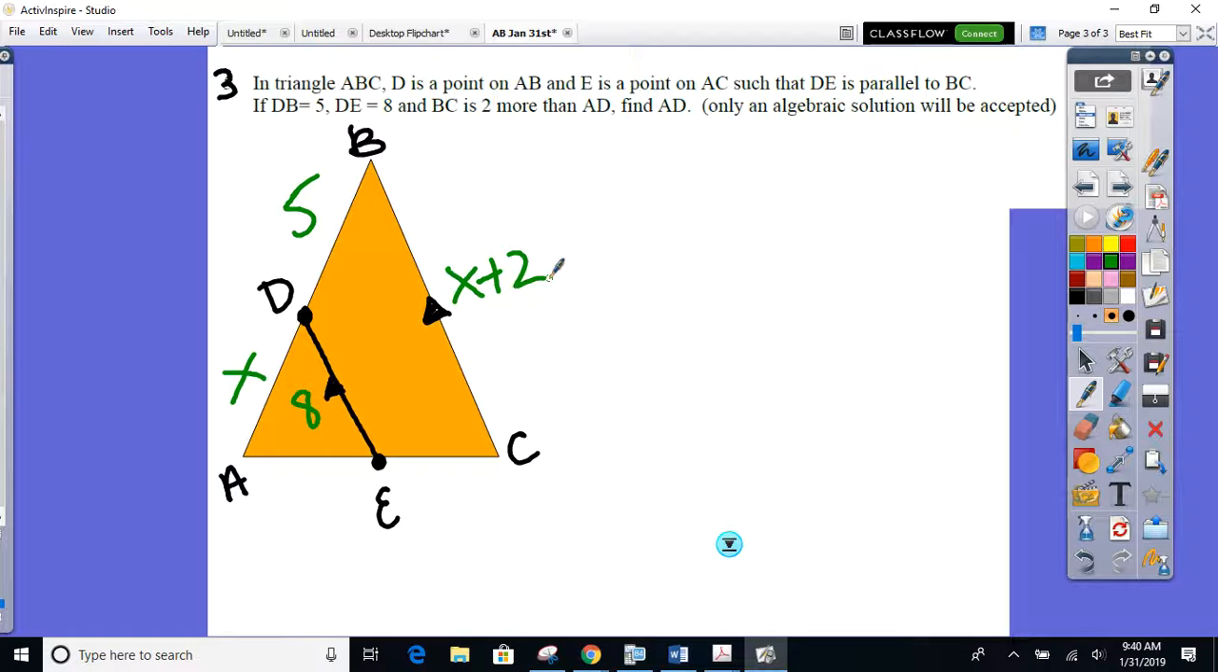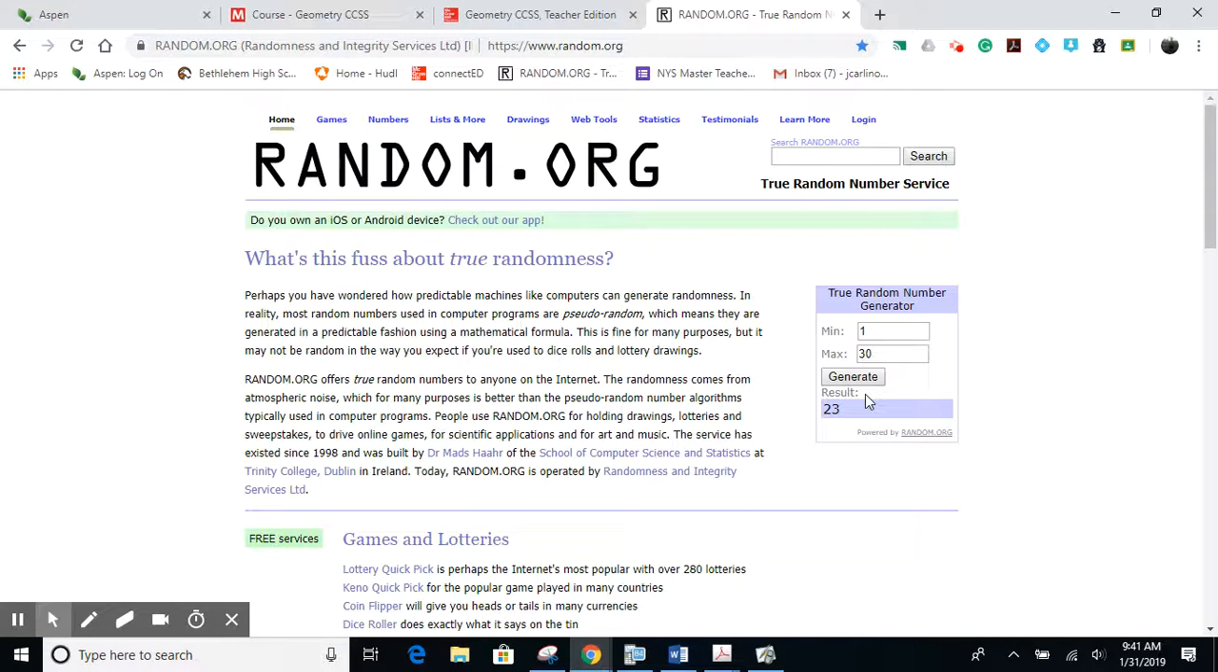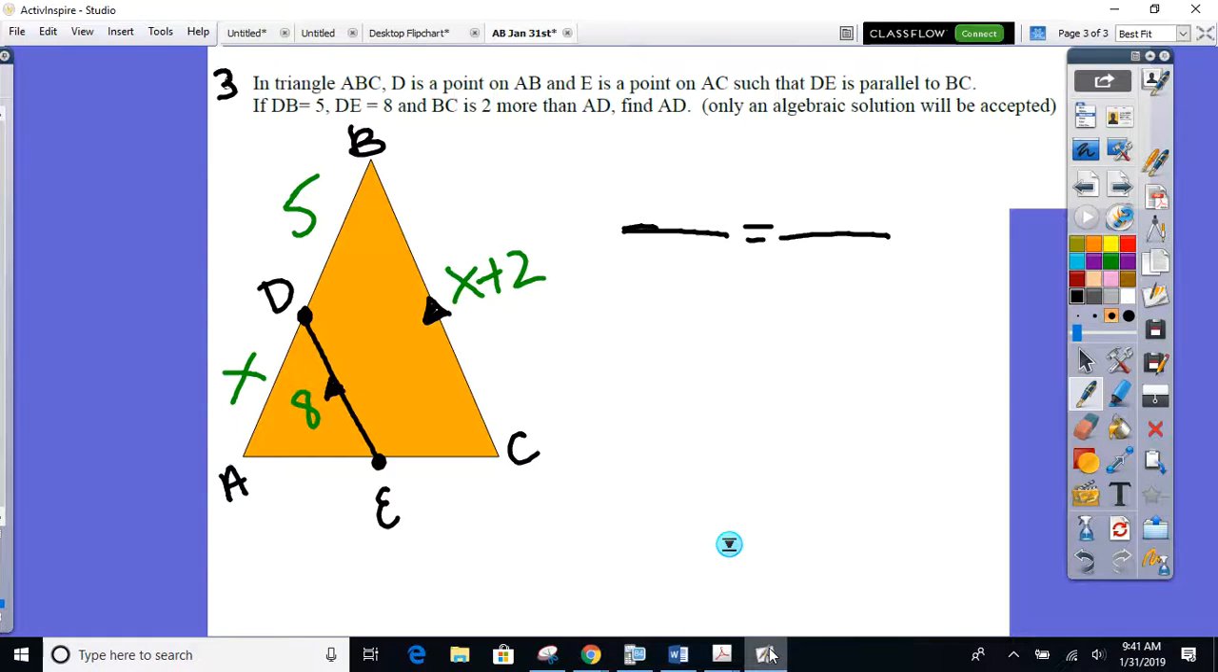I have two similar triangles. Write a correct proportion. What number should not appear anywhere on this proportion? 5. It's not a full side. 5 should not appear anywhere on this proportion. Full sides only, please. Here we go. Match them up for me. Yep. There's one match, and what's the other match?